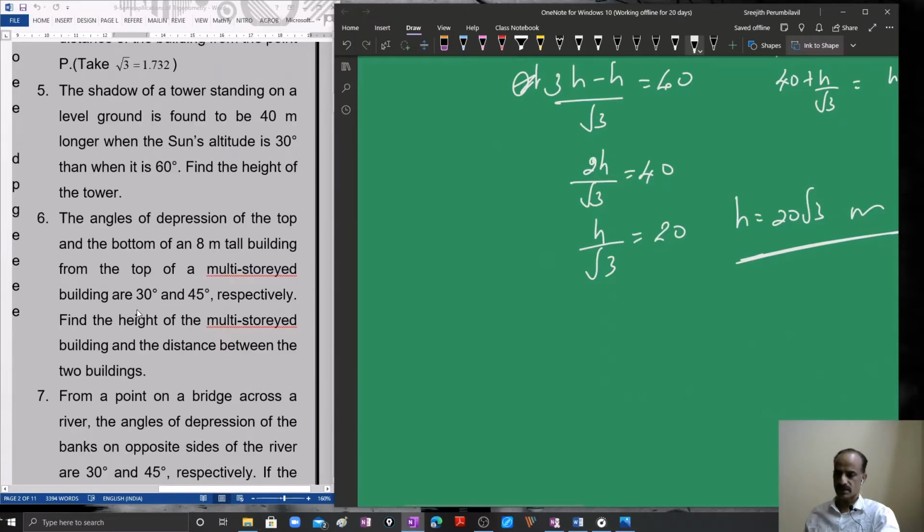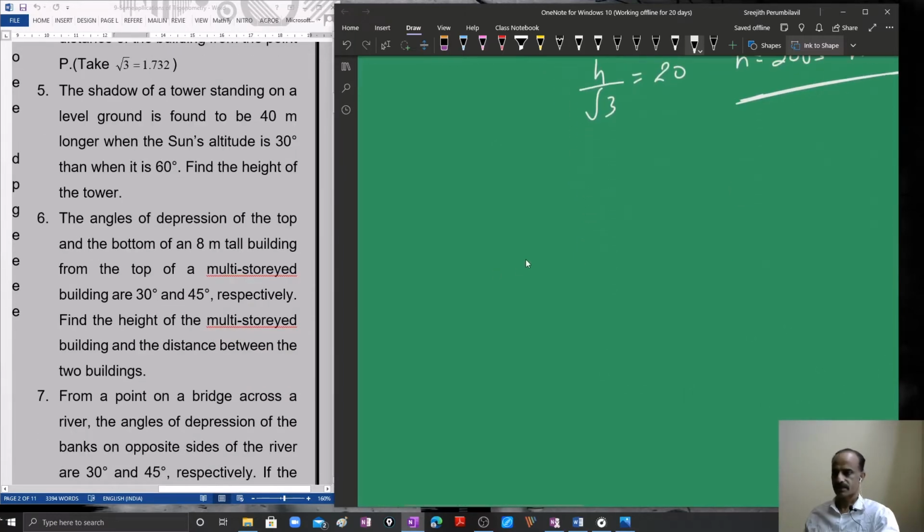Now, question number 6. The angle of depression of the top and bottom of an 8-meter tall building from the top of a multi-storied building are 30 degrees and 45 degrees respectively. Find the height of the multi-story building and the distance between the two buildings.